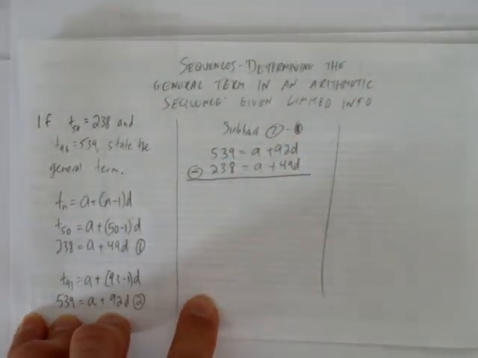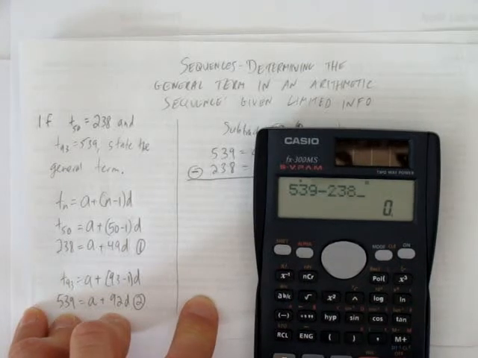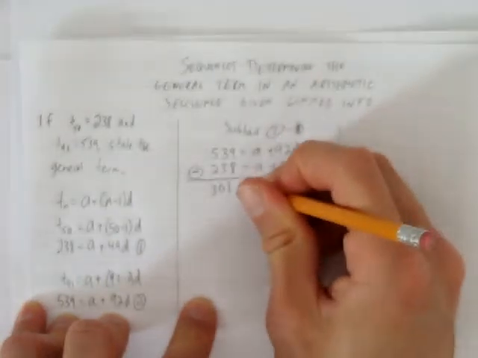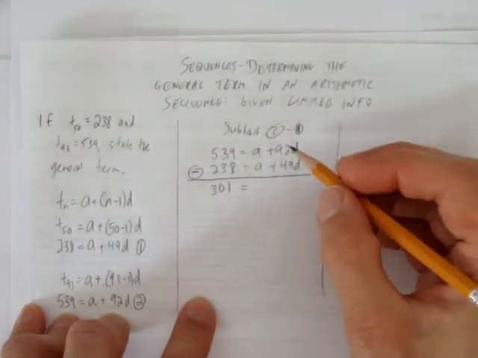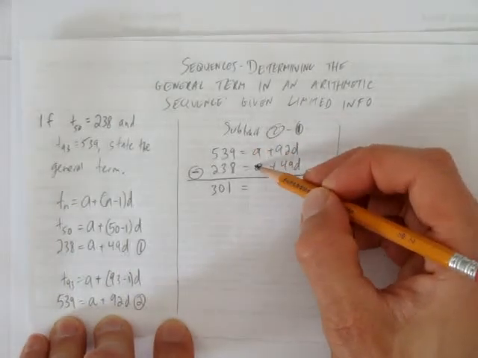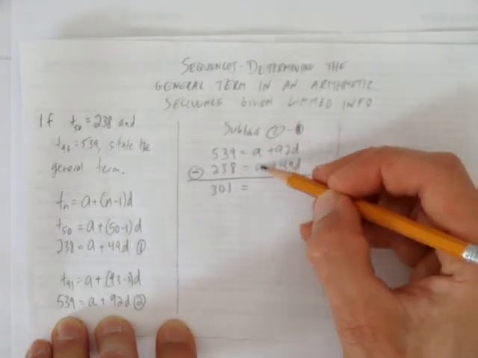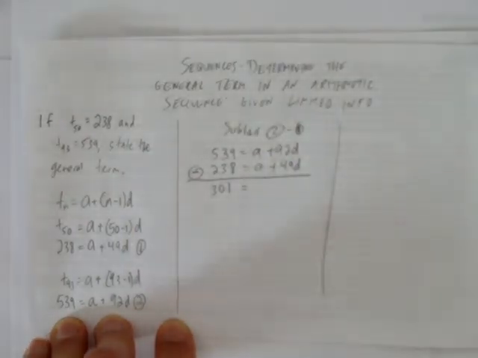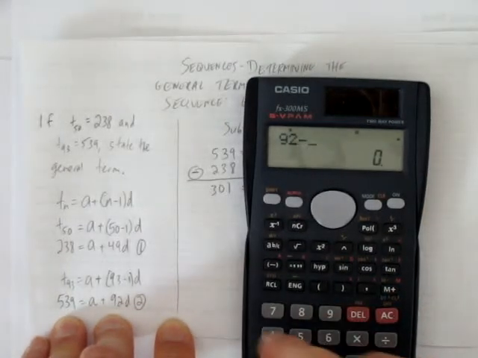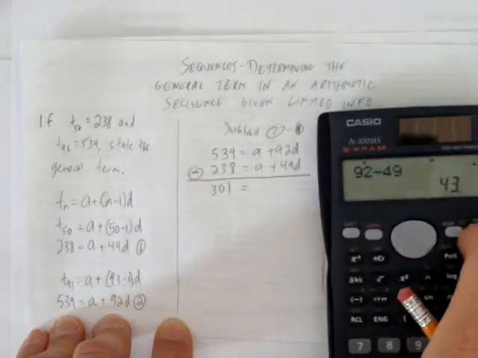I put a minus with a circle here just to remind myself to subtract each column. Use my calculator just to make sure I don't make any mistakes. 539 minus 238, and you get 301. So 301 equals, and here's why I did elimination. I hadn't spoken of it yet, but the beauty here is I have two a's. Their coefficients are just 1. When you subtract these equations, it's great because a minus a just leaves 0. No a's. And I'll just be left with some d's. How many d's? 92 take away 49, which is 43 d's.